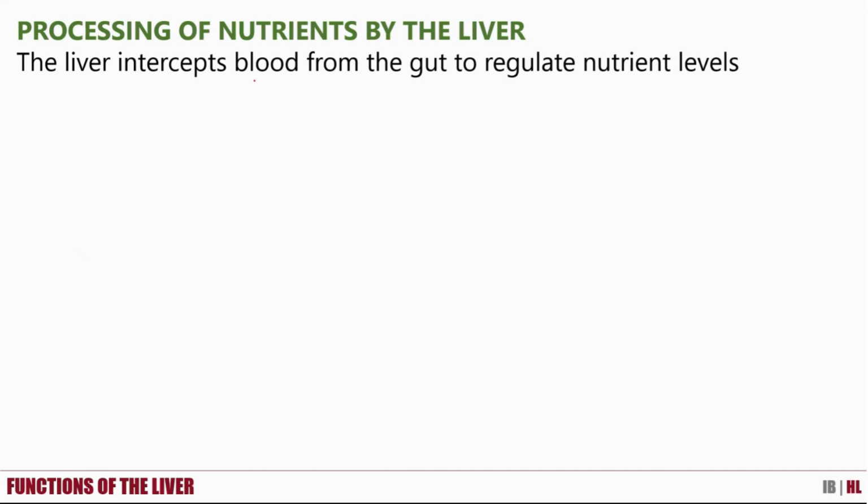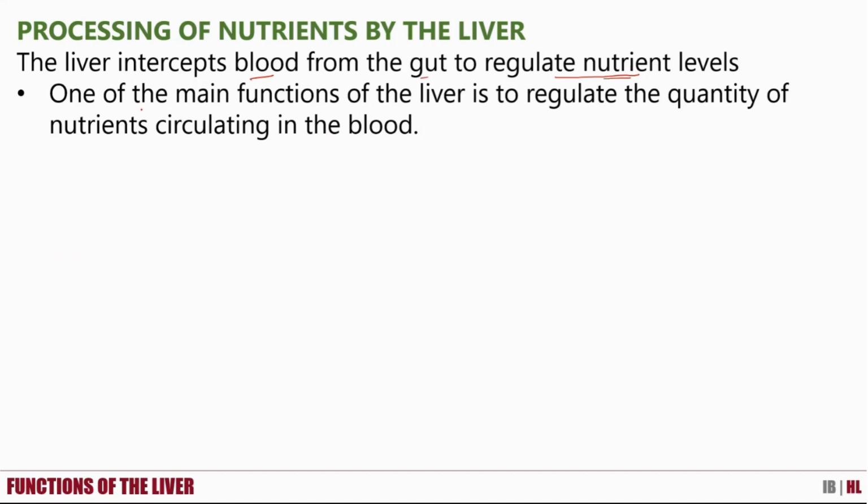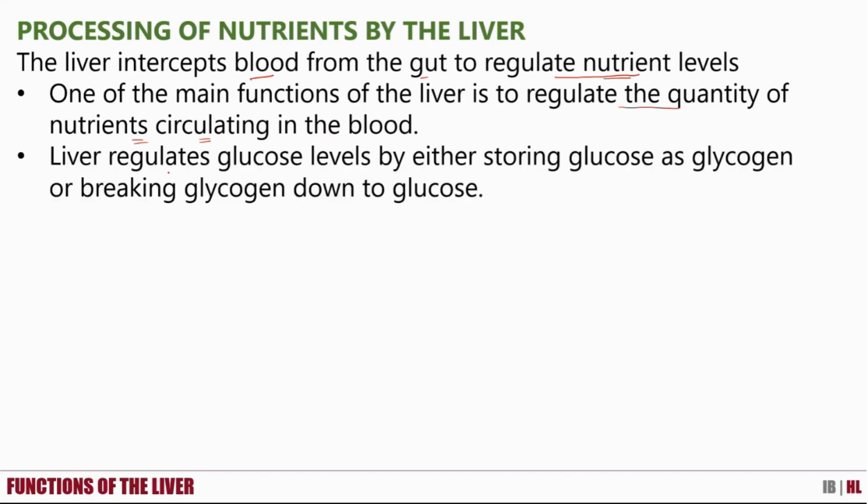So the liver intercepts blood from the gut to regulate the nutrient levels. Okay, and among all the nutrients, the liver majorly takes care of your glucose. One of the main functions of the liver is to regulate the quantity of nutrients circulating in the blood. So if the amount of nutrient that is coming is less, then what will the liver do? It will convert the stored nutrients into their active form and deliver them into the blood. But if the nutrients are coming in excess, then what happens? Then it will store more. It will be stored, right? Okay, so then it will be reserved.